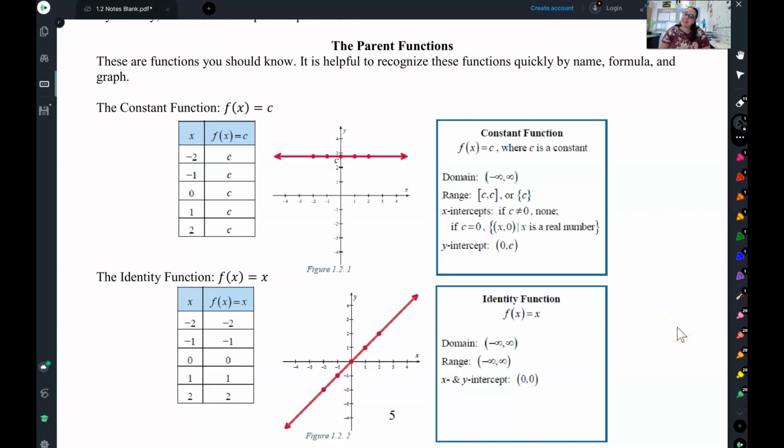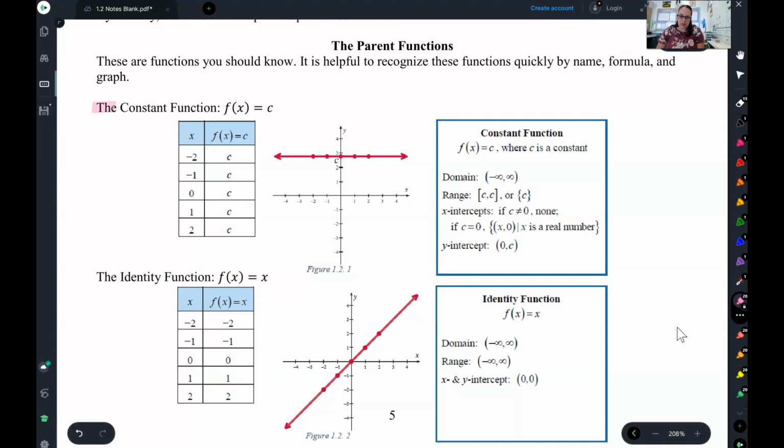Hello! Let's talk parent functions. These are super important, my friends. So you are going to want to have these memorized. You probably already have a bunch of them in your head already. Let's make sure we've just gone through all of them. So we're going to go from simplest to more complicated in these parent functions.